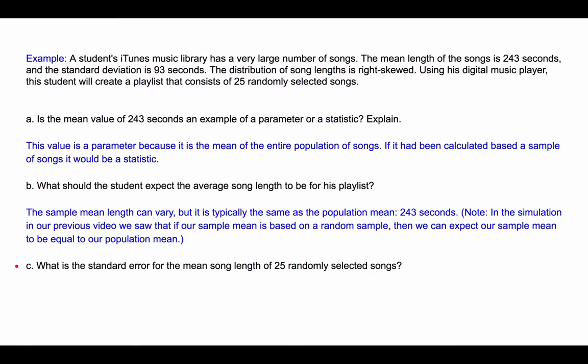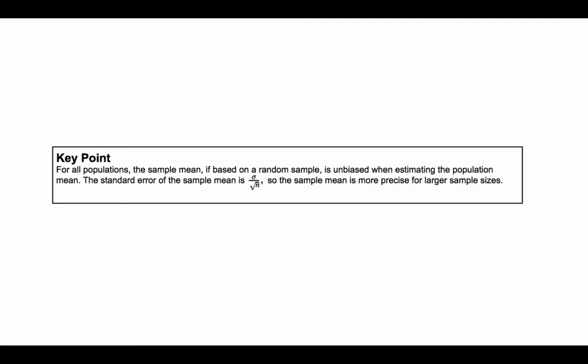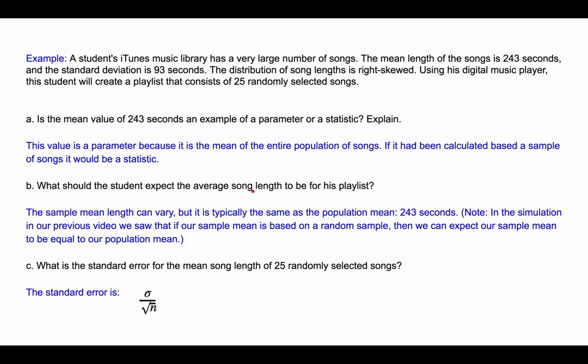Part C, what is the standard error for the mean song length of 25 randomly selected songs? Now for part C, we're going to need a formula that we saw in the previous video. In other words, we need a formula for the standard error, and it is sigma over square root of n. So let's go back to part C. We're going to use this formula, sigma over square root of n, to find the standard error.